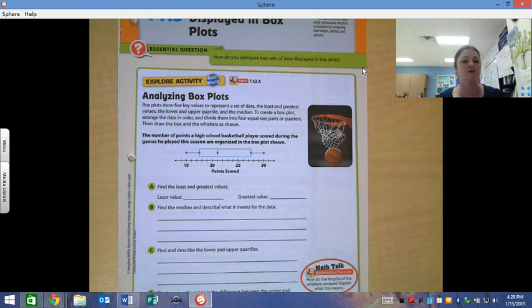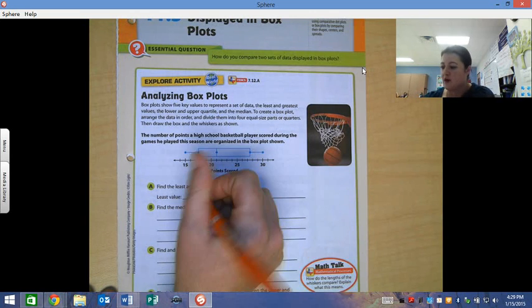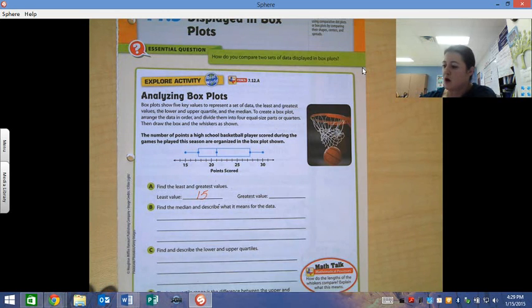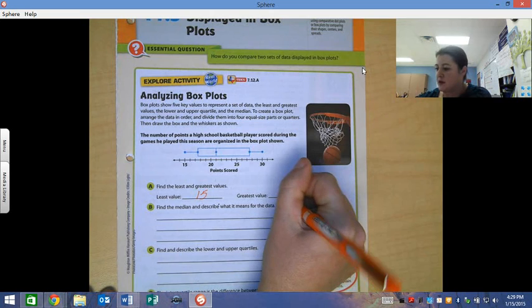So our next one says the number of points a high school basketball player scored during the games he played this season are organized in the box plot shown. So you're given a box plot. We need to find the least and the greatest values. Now looking at this, our least value is going to be 15. That's where our lowest dot is found. Our greatest value is where our highest dot is, and this dot is found at 30.